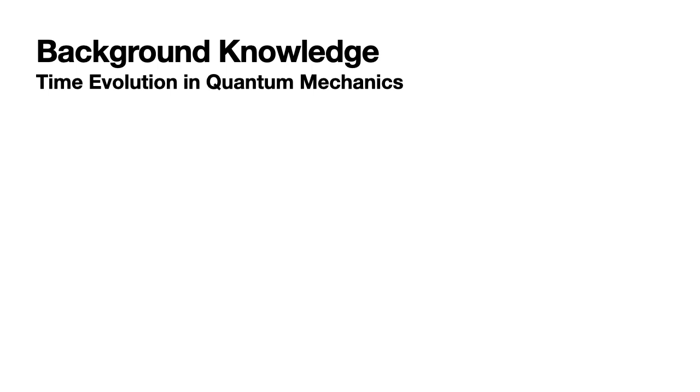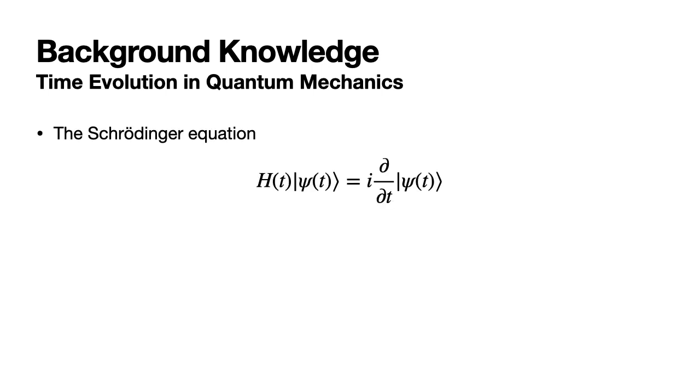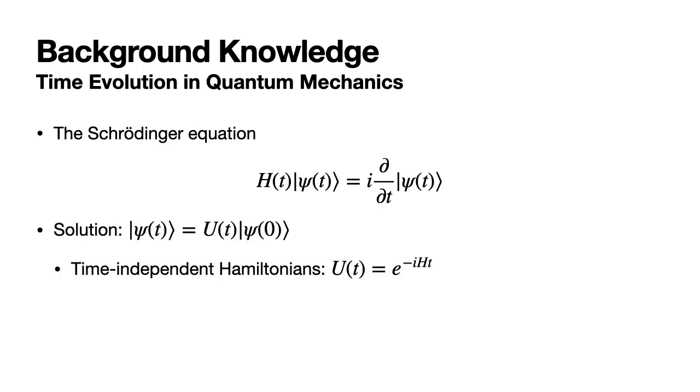Moving on to how those quantum states actually evolve over time according to the laws of quantum mechanics. We have the famous Schrödinger equation relating the Hamiltonian H(t) to the time derivative of the state vector psi(t). For time-independent Hamiltonians, we can solve this to get this equation. And U(t) is called the unitary time evolution operator.